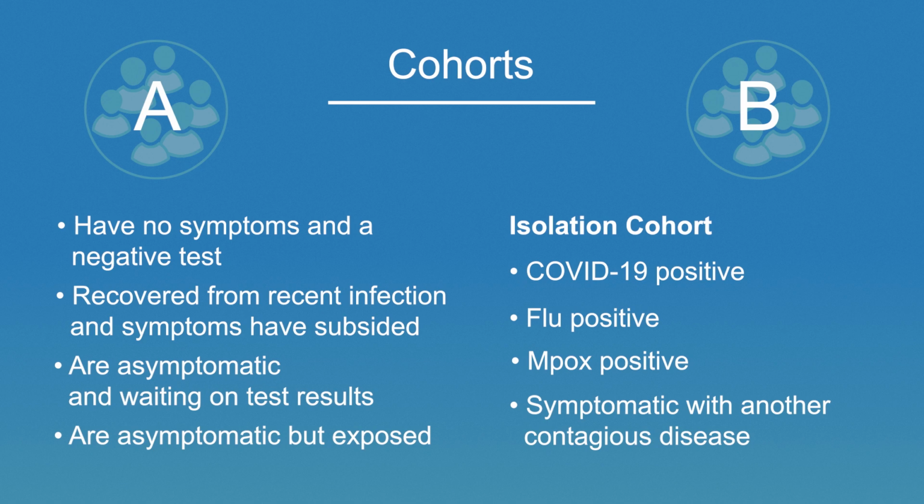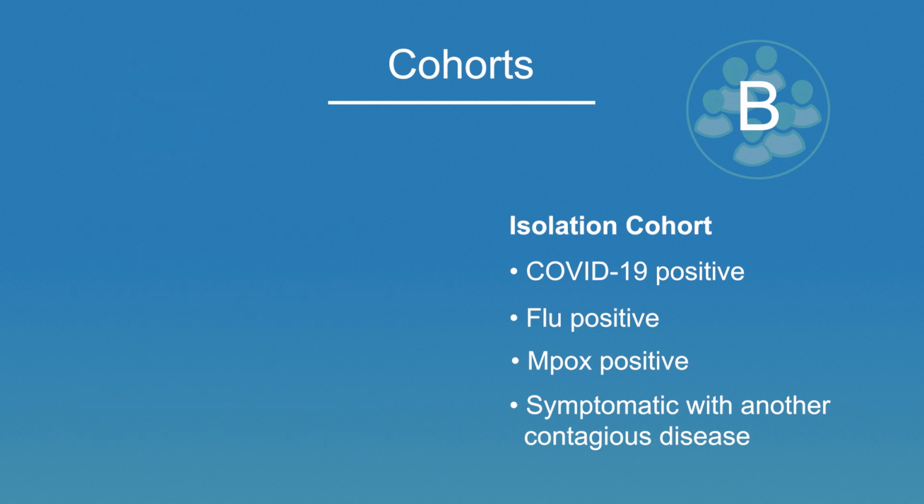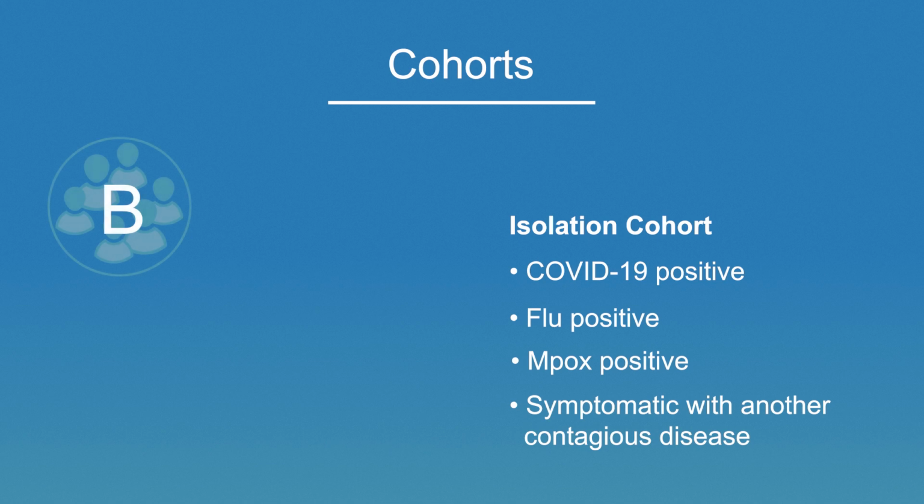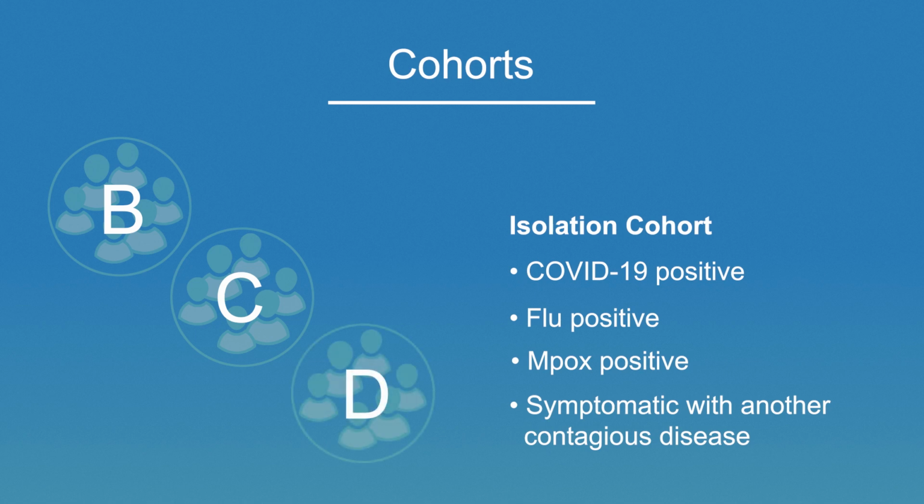So if you have COVID-19, flu, and Mpox cases in the shelter at the same time, you may need to have multiple isolation cohorts, one for COVID-19 positive residents, one for flu positive residents, and one for Mpox positive residents. Please talk with your public health partner if this situation occurs in your shelter.